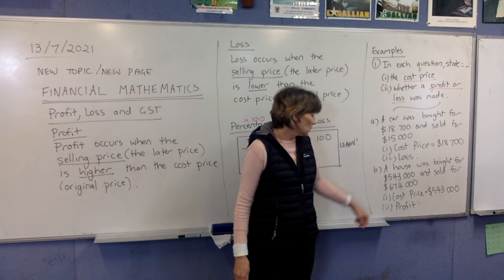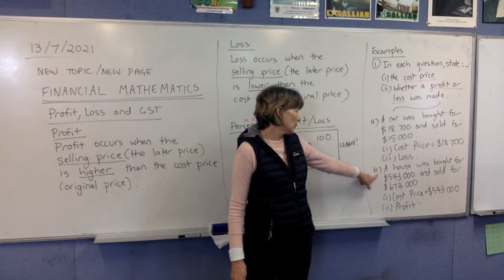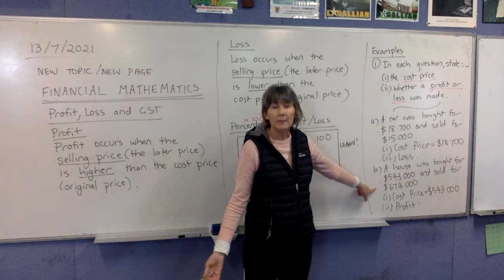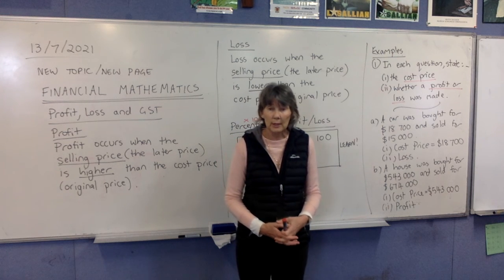And part 2, was a profit or loss made? I think you can see that he bought it for $543,000, sold it for more money, so he has made a profit. Okay, we're coming back into video 2 to continue with this lesson.